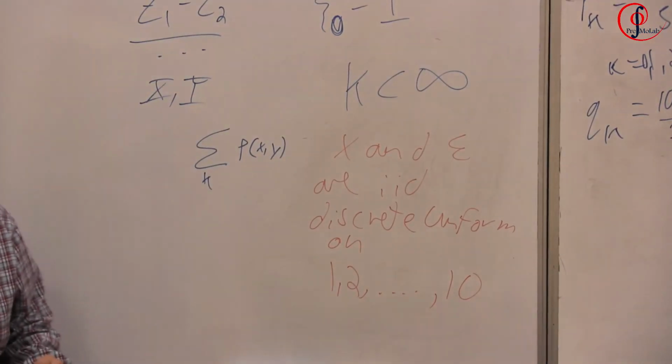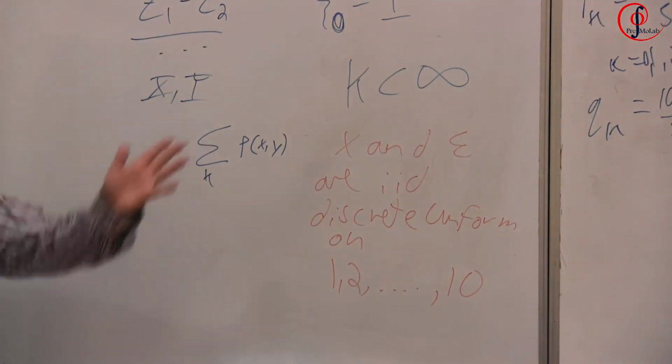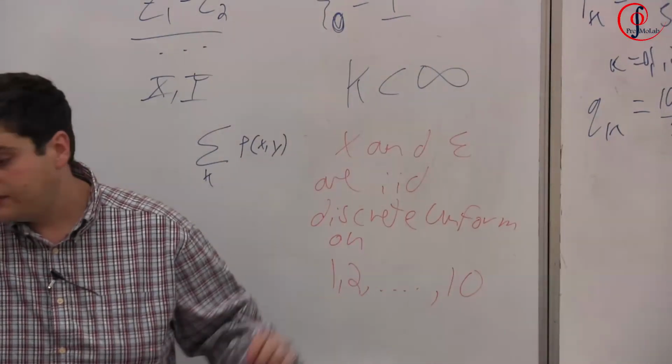So those are the distributions for x and epsilon that I used. And so we see kind of the effect of that.